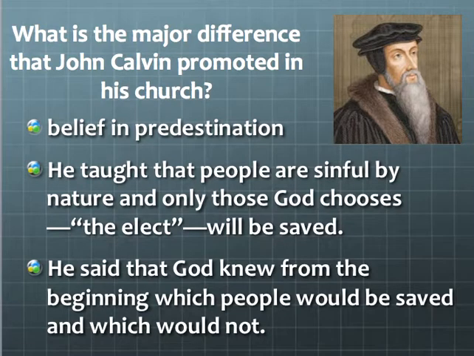All right, the next major break from the Catholic Church is from John Calvin. So, what is the major difference that John Calvin promoted in his church? The main difference is the belief in predestination. He taught that people are sinful by nature and only those that God chooses, the elect, will be saved, and that God knows from birth whether or not a person will be saved.